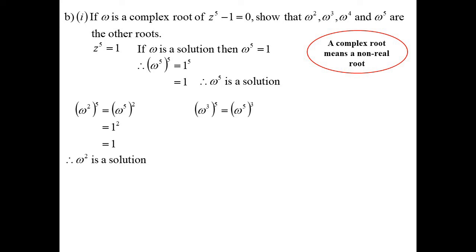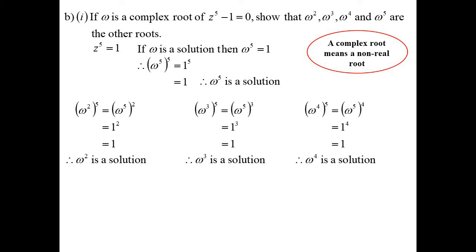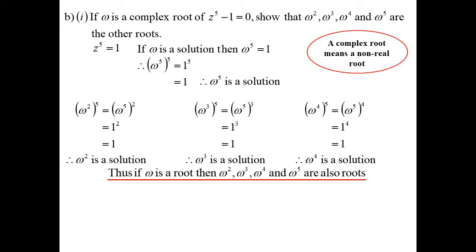Well, w cubed to the power of 5. I can play around with the indices and rewrite that as w to the power of 5, all cubed. w to the power of 5 is 1, 1 cubed is 1, so w cubed is a solution. Well, w to the power of 4, to the power of 5, I could rewrite as w to the power of 5, to the power of 4. w to the power of 5 is 1, 1 to the power of 4 is 1, therefore w to the power of 4 is a solution. So we've now shown that the other solutions are w to the power of 2, 3, 4 and 5. Thank goodness the power wasn't any bigger.